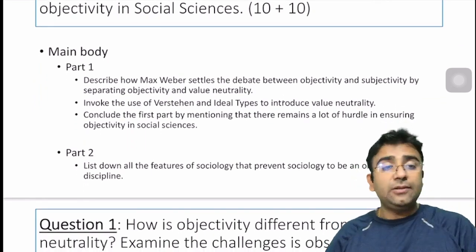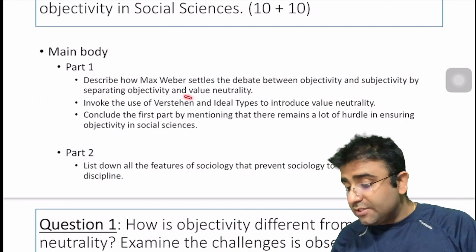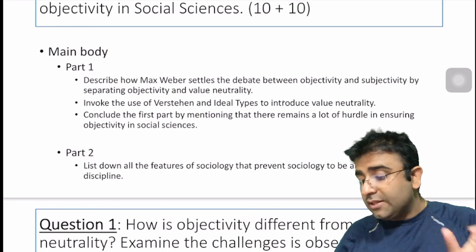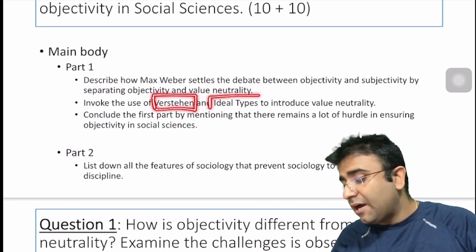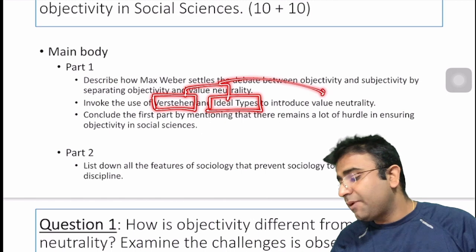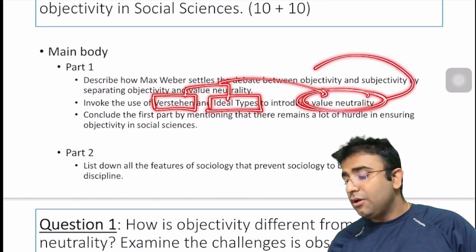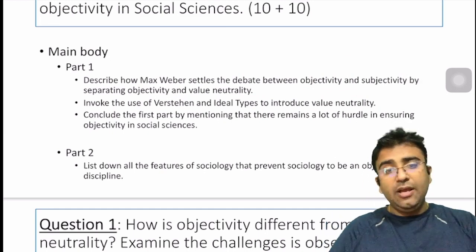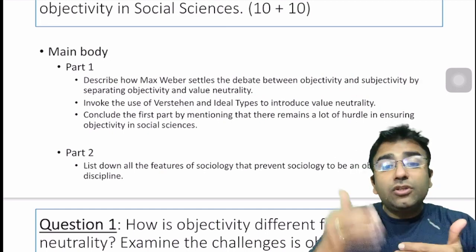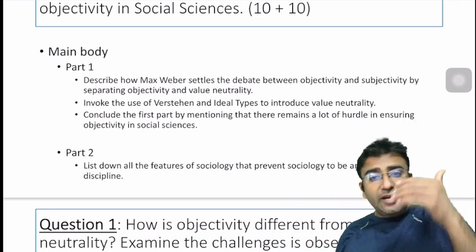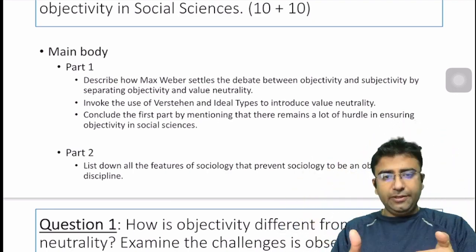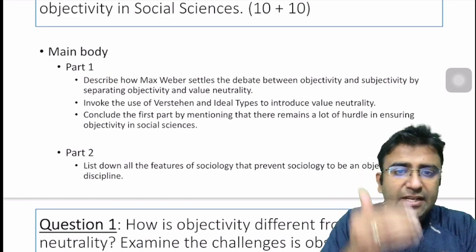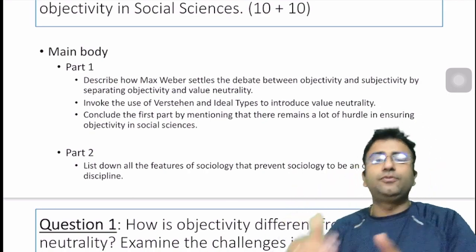Now you are writing the first paragraph of your main body. You will write that Max Weber gave the concept of Verstehen and ideal types, where he said that these are the methods of ensuring value neutrality in sociology, which is different from objectivity. According to value neutrality, the examiner, while carrying out sociological research, writes everything very clearly such that even his own values are reflected when he is writing a sociological observation.